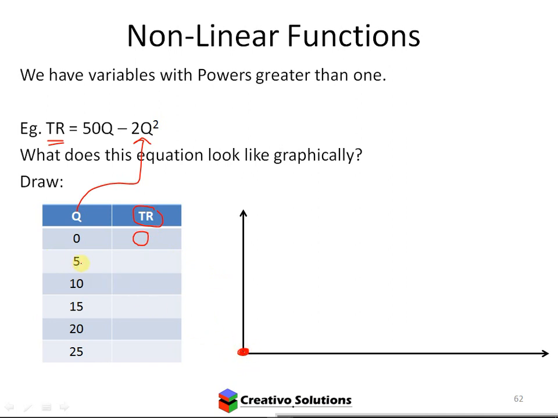5 times 50? 250. 5 squared is 25, times 2 is 50. So 250 minus 50 is 200. Then 50 times 10, Q is 10, is 500. 10 squared is 100, 2 times 100 is 200. So 500 minus 200 is 300.